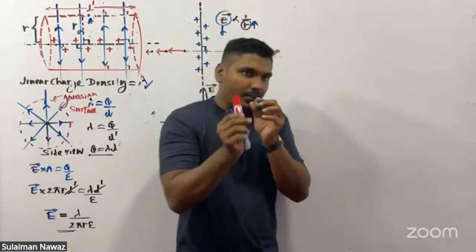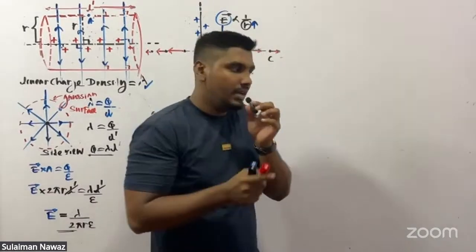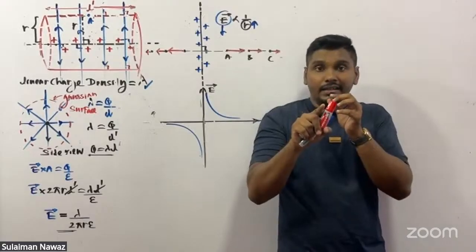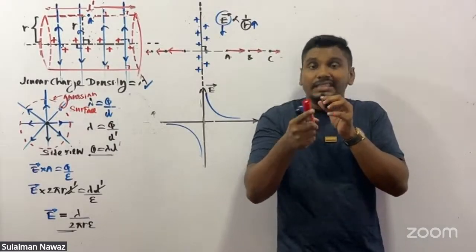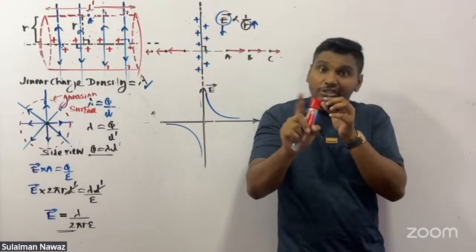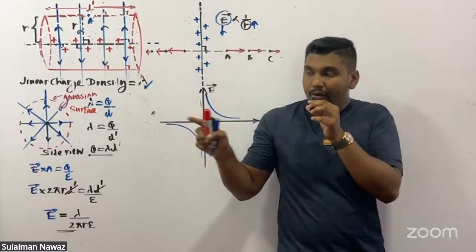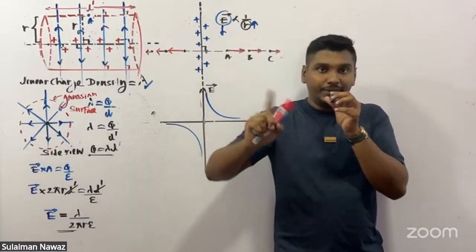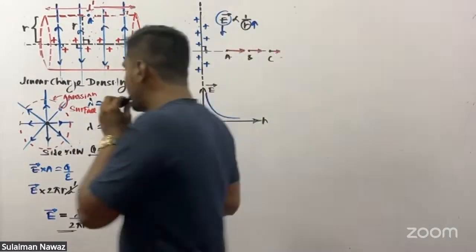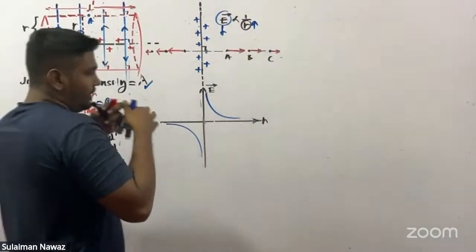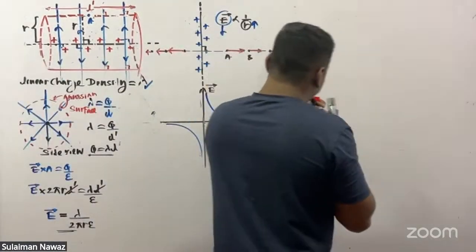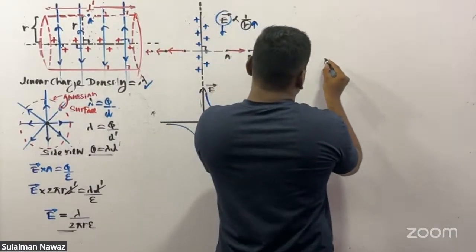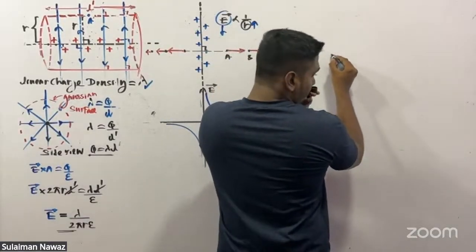Now this time we are talking about a hollow conductive cylinder. Last day we talked about a hollow conductive sphere and a solid non-conductive sphere. Now we are talking about the hollow conductive cylinder. Again, almost the same story. There is a hollow conductive cylinder.